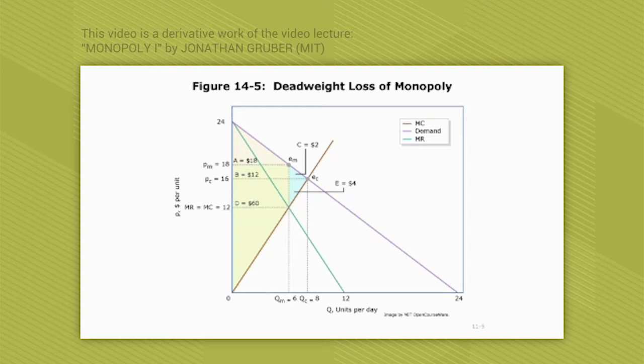The consumer lost the rectangle B. That was a transfer to the monopolist. So there was a transfer of the rectangle B from the consumer to the monopolist. But C plus E have disappeared.